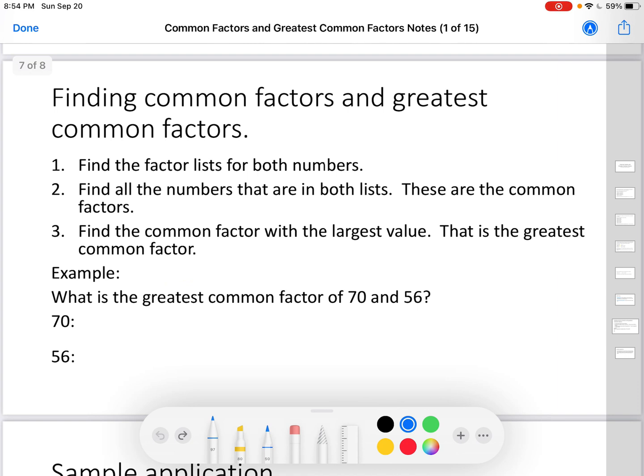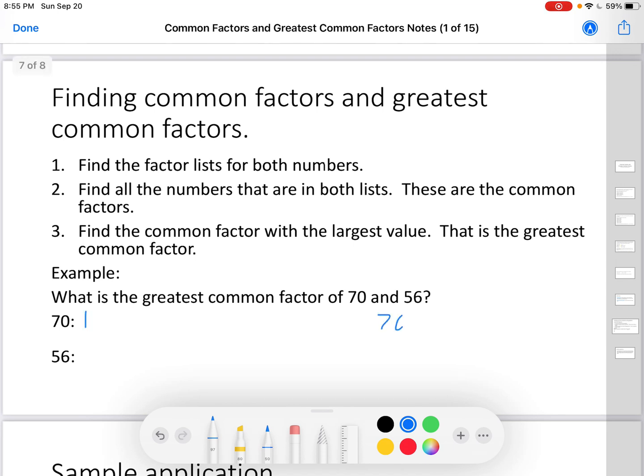Wrong page, right page. So how do you find common factors and greatest common factor? Well, here are the steps. 1, find the factor list for both numbers. Here are my numbers. What is the greatest common factor of 70 and 56? I'm looking at the bottom of the page. 70. I'll find the factors of 70.